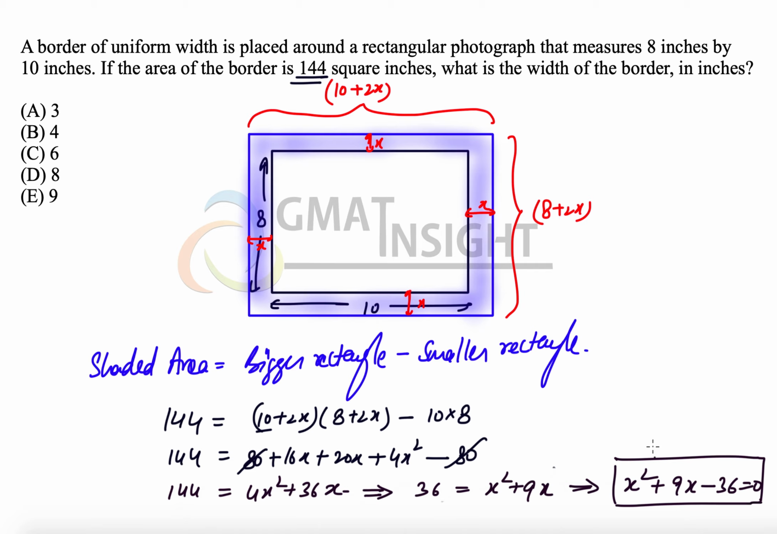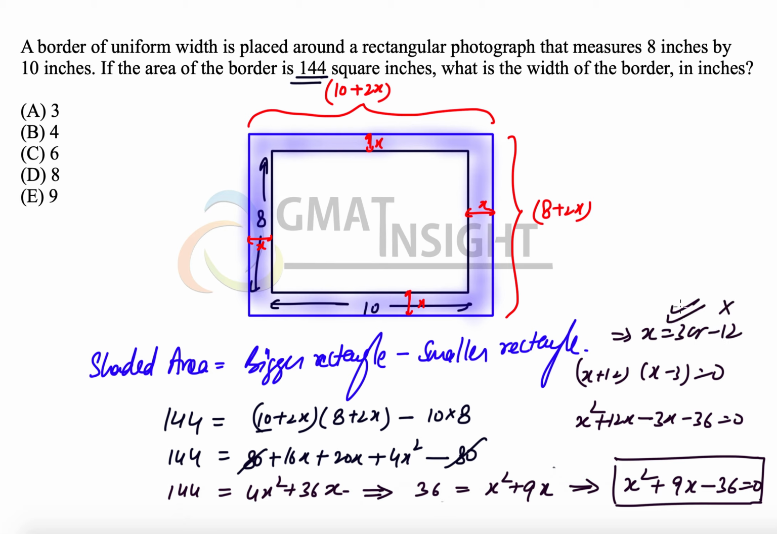We can simply factorize it and rewrite it as x square plus 12x minus 3x minus 36 is equal to 0. That means (x plus 12) times (x minus 3) equal to 0, which means x is either 3 or minus 12. x can't be negative, which means x certainly has to be 3, and that's our answer. The question is, what is the width of the border? And that is 3. Option A is our correct answer.